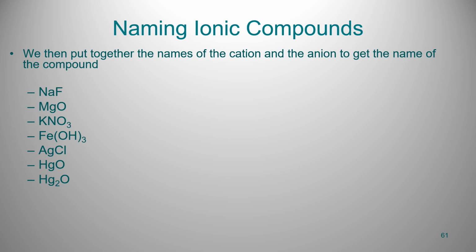So now we just put it together. You put the name of the cation together with the name of the anion, which has the IDE ending, and we get the name of the compound. Some of them are very straightforward, like right here. So sodium, this is the sodium ion and the fluoride ion. So it's just sodium fluoride.